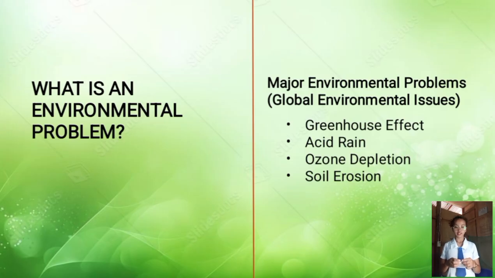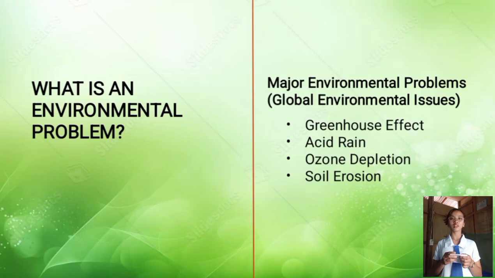So what is an environmental problem? An environmental problem is any change or disturbance in nature that can harm living organisms like humans and animals, or planetary resources. It usually happens when there's an imbalance between the environment and the organisms living in it.